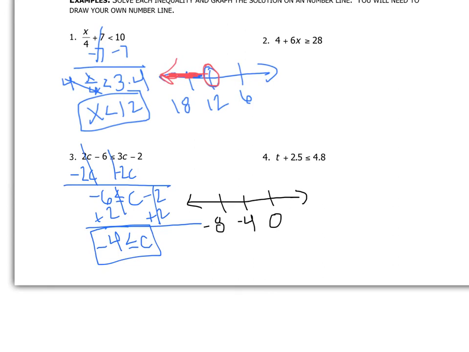So now I'm going to do my color in red here. -4 is my solution. So remember, the variable is on the right-hand side now. And so c is greater than or equal to -4. So greater than or equal to means that I'm going to put a solid dot. Greater than goes right, and so I shade to the right. And that is it. That's how you're going to do your work.